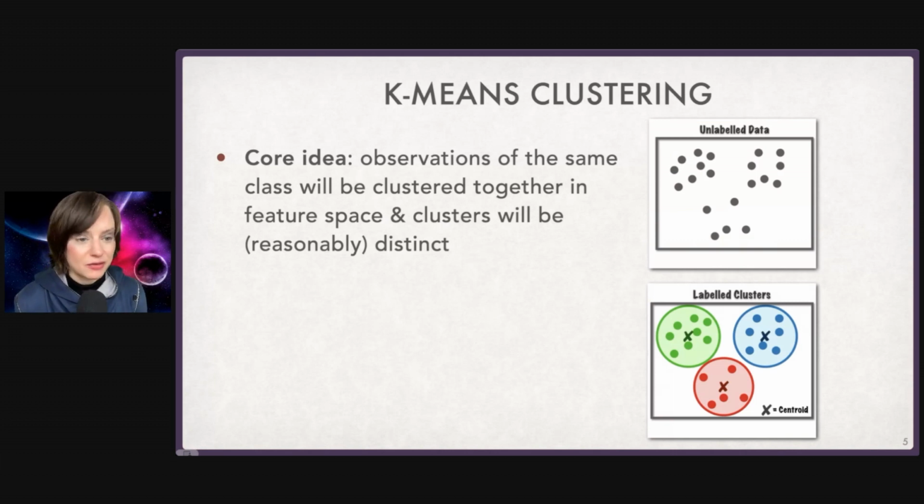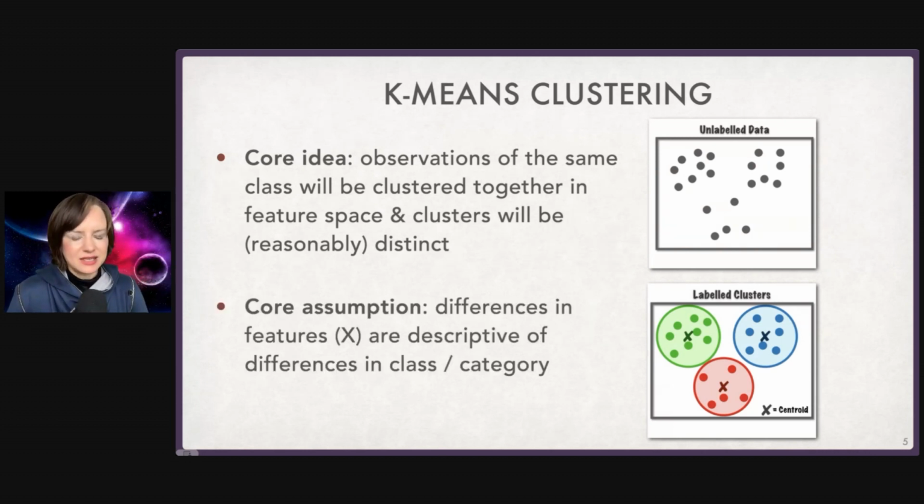Feature space is a vocabulary word that's worth taking a moment to talk about. If we have two features, the feature space is this graph with our X and Y axes. The feature space can be three-dimensional, and then we'd have a little 3D thing. It could be four-dimensional, five-dimensional. The core assumption is that differences in our features are descriptive of differences in class or category.